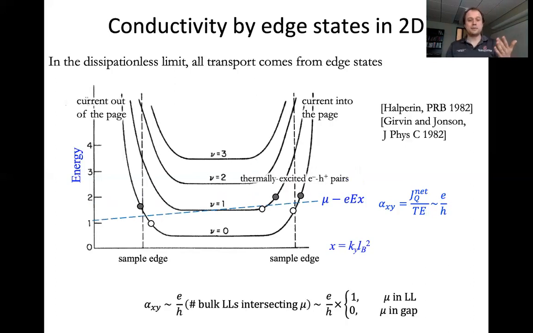On the other hand, if I move the chemical potential so that it's intersecting a Landau level, then on one side I have two edge states carrying heat, say, into the page, and on the other side I have only one edge state carrying heat out. So when I take this ratio of the heat current divided by the electric field, it looks like something of order e over h. Consequently, I can say that alpha xy looks like e over h times the number of Landau levels that I'm intersecting, which is either 1 or 0 in the 2D case.